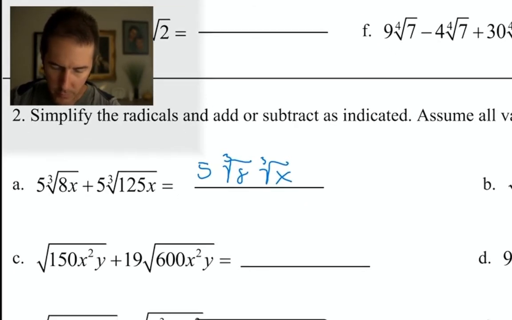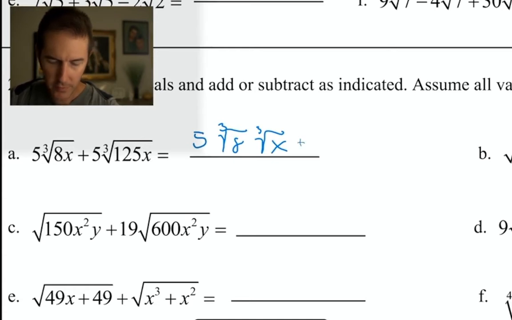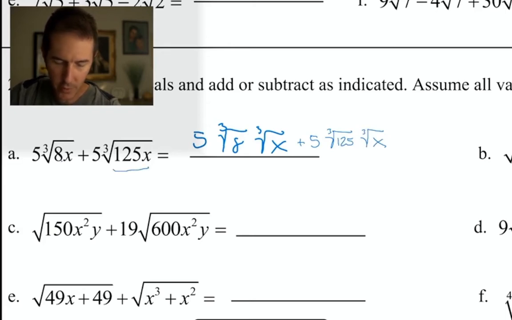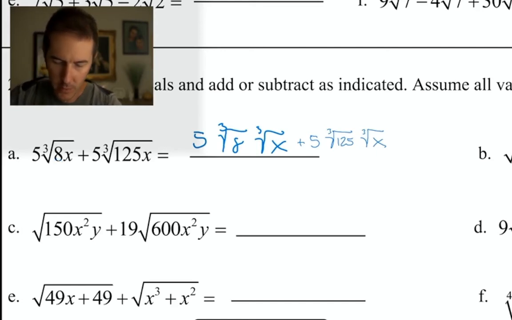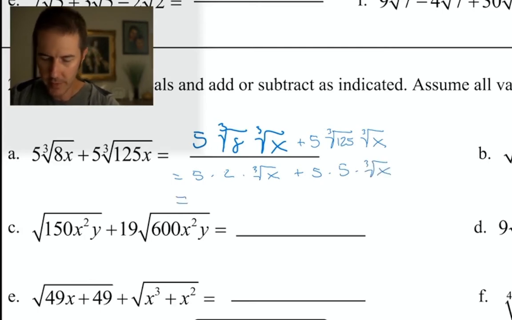And then here's our plus sign. And there's another multiple of 5. And then there's the cube root of 125 times the cube root of x. So I'm just taking and breaking up these factors that are on the inside, and then still applying the radical. This is equal to 5 times 2 times the cube root of x plus 5 times 5 times the cube root of x. And since I've run out of room, let's do a little bit of arithmetic in our head.